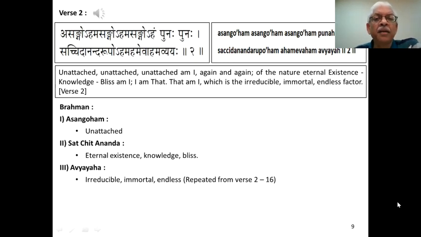Sakshi, my nature is pure, without any limitations of the body, the gross body, the subtle body, or the sleeping body. Satchidananda Rupoham, Ahamevaham Abhyayaha. Satchidananda we have seen in Tattvabodha itself. Sat stands for existence. Chit stands for consciousness, knowledge. And Ananda stands for bliss.